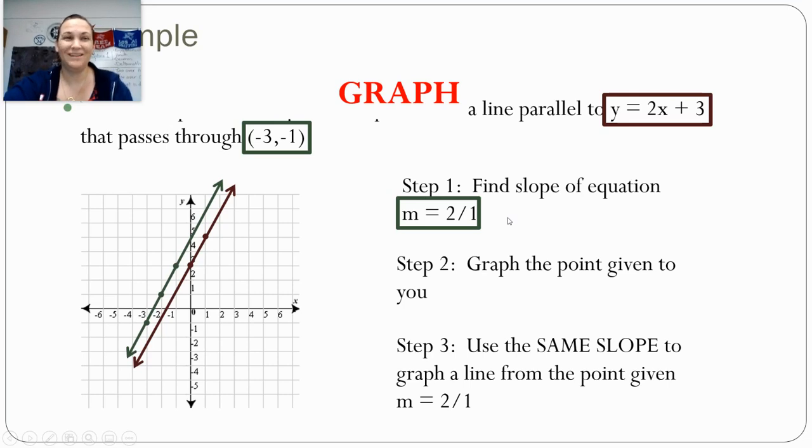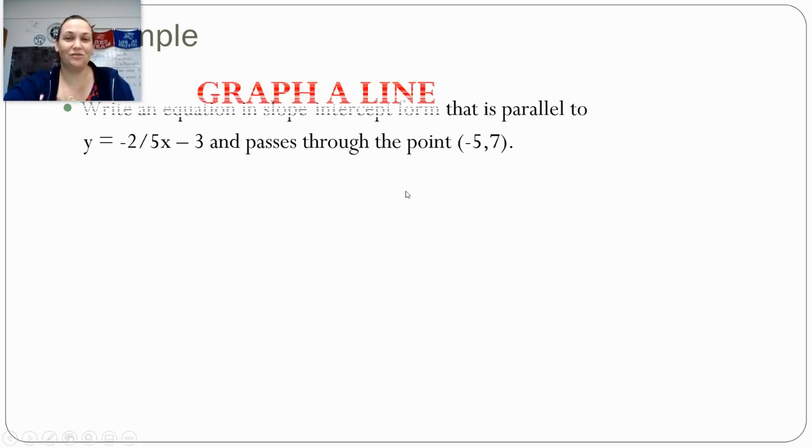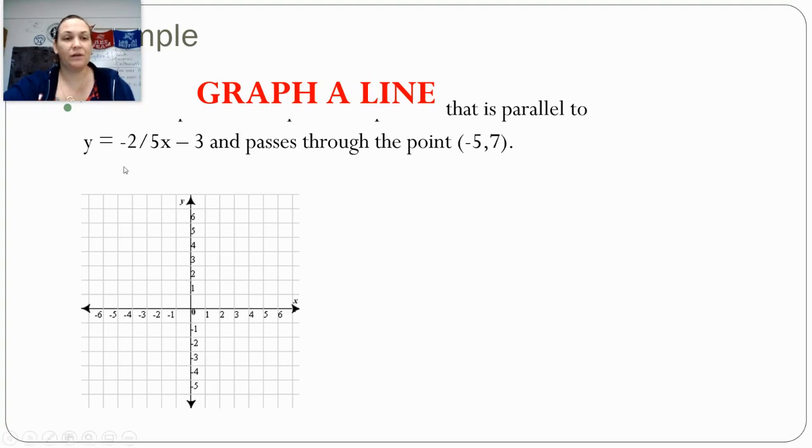Let's do one more example just so that we can feel a little confident. So on this example, again, I'm going to be changing the directions into graph a line that is parallel to y equals negative 2 over 5 x minus 3, and that passes through the point negative 5 comma 7. Okay, so graph a line. Okay, I like to start by graphing the line given to me. That would be the one that has an equation, right?